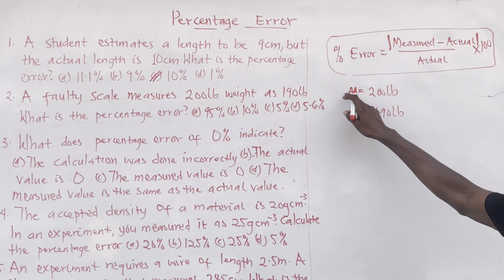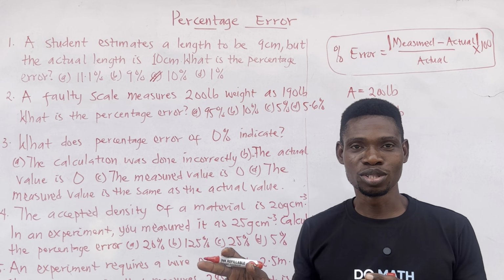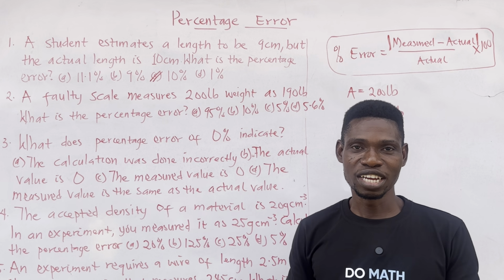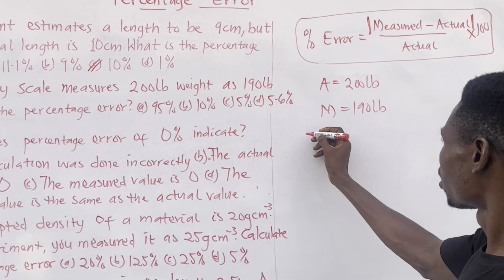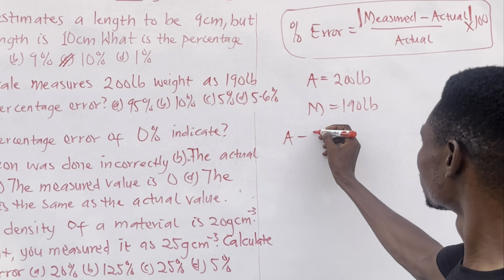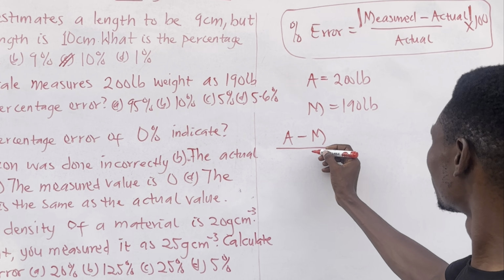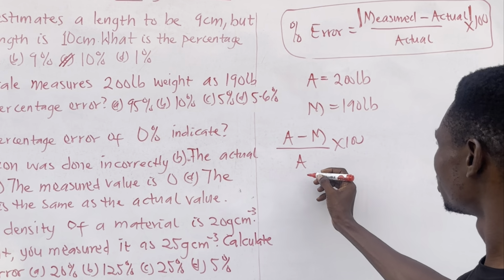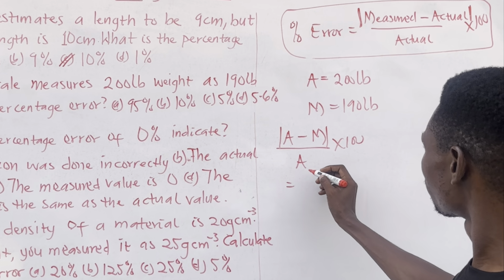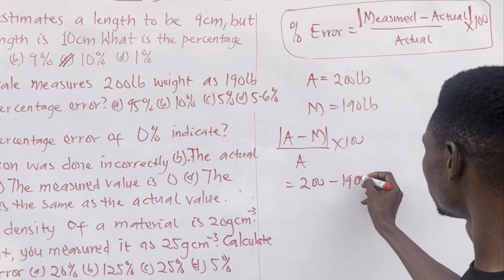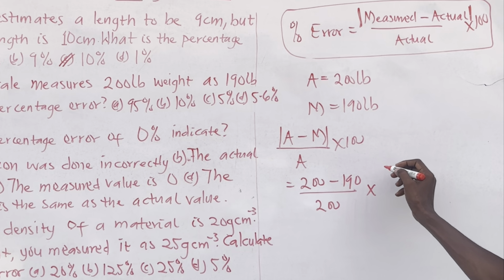So with these two values, we can calculate our percentage error. Percentage error is the difference between the two values divided by the actual value multiplied by 100. So let's do it. We'll have actual minus measured. Remember, either can come first, over actual times 100. So we have, absolute, 200 minus 190 all over 200 multiplied by 100.